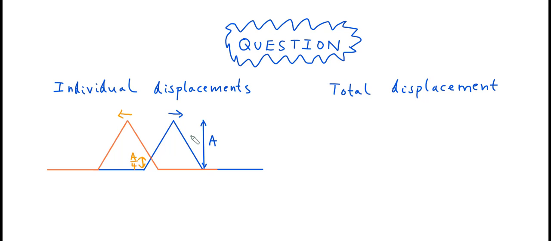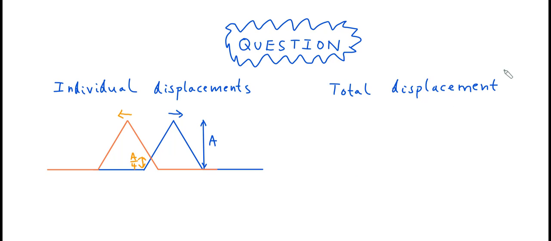Once the waves have moved on further, so that the orange one is to the left of the blue one, there'll come a time when they overlap in this fashion. And you can see at this point here, where the lines overlap, the displacement is a quarter A. I'd like you to have a think about what the total displacement would be at this point in time. So please pause the video and try to figure this out for yourself.